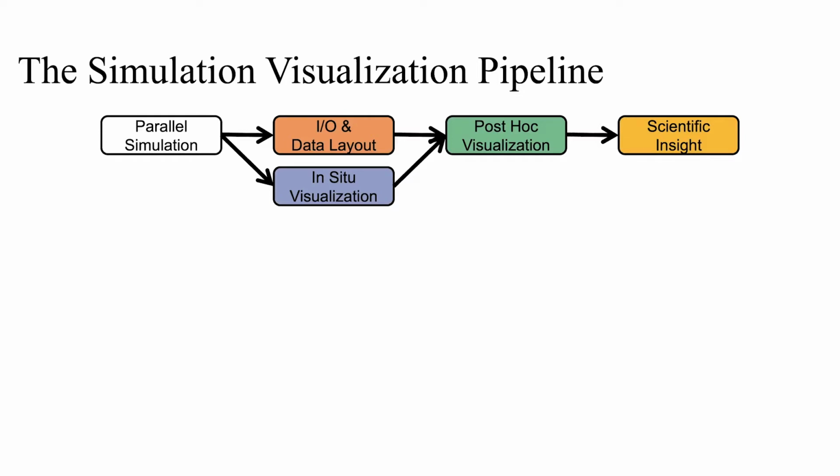This work that I'm presenting today focuses on addressing challenges when working with large data sets in the simulation visualization pipeline. So at a high level, we have a parallel simulation. This is then outputting a large amount of data using some I/O library, shown in orange, potentially with its own I/O optimized data layout. This data can then be visualized post hoc or in situ, and this is one of the paths that leads to scientific insight.